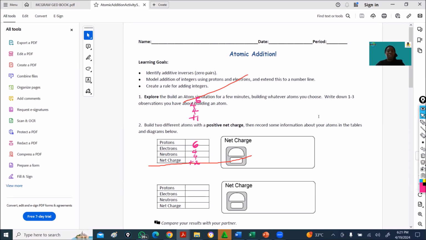Good, everyone, for participating. I love this. Thank you so much for your participation.